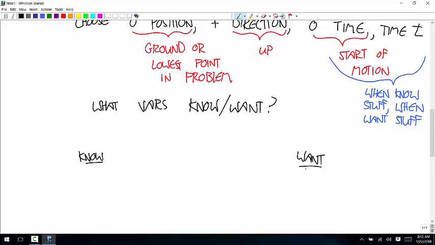So, okay, do we know time? Do we know the elapsed time between time 0 and time t? No, and that's what it's asking us for, right? So put that over here. Do we know the position at time 0? It's 1. Yep. And it's positive 1 because our positive direction's up and the ground is 0. Do we know the position at time t? 0, yep.